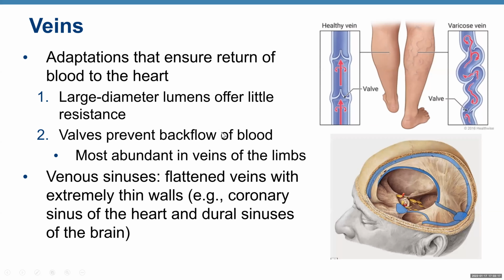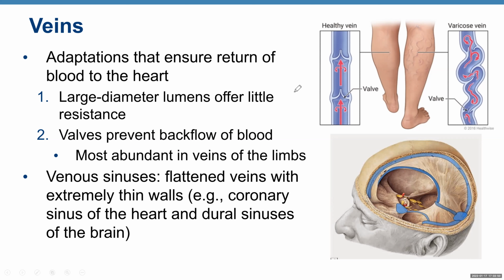Veins have adaptations that ensure return of blood to the heart. First, they have large diameter lumens that offer little resistance, and they have valves that prevent backflow of blood. Valves are most abundant in veins of the limbs. Venous sinuses are flattened veins with extremely thin walls, for example, the coronary sinus of the heart and dural sinuses of the brain.